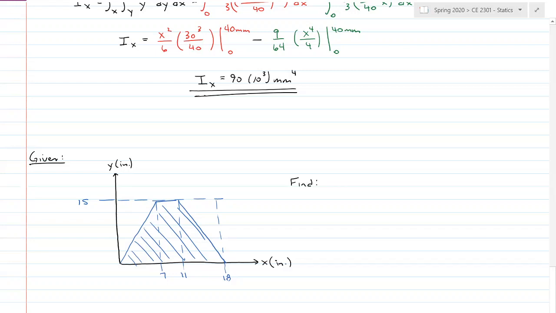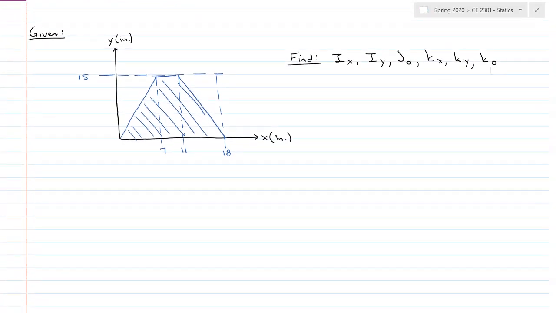Find Ix, Iy, Jo, Kx, Ky, Ko. All right, first thing I'm going to do is define all of my parts of my line, okay? So I've got this first one here, this second one here, and this third one here, because I'm going to keep it continuous to the x-axis.